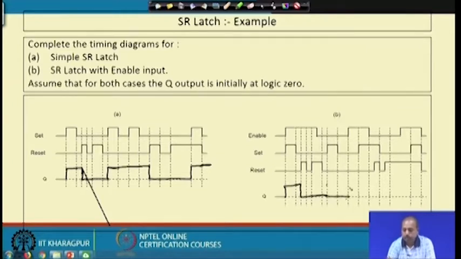Next, enable is high at this point. So, up to this point the q value will be low, and then when the enable is high, the set line is going high at this point. So, this will become high, and then after some time enable has become low, so it will continue like this. Till at this point the enable signal has become active high again, but here the S signal is again high, so it continues like this, and then after this point the enable signal is becoming low, so it will continue like this. So, this way you can try to draw the timing diagram for this SR latch operation.